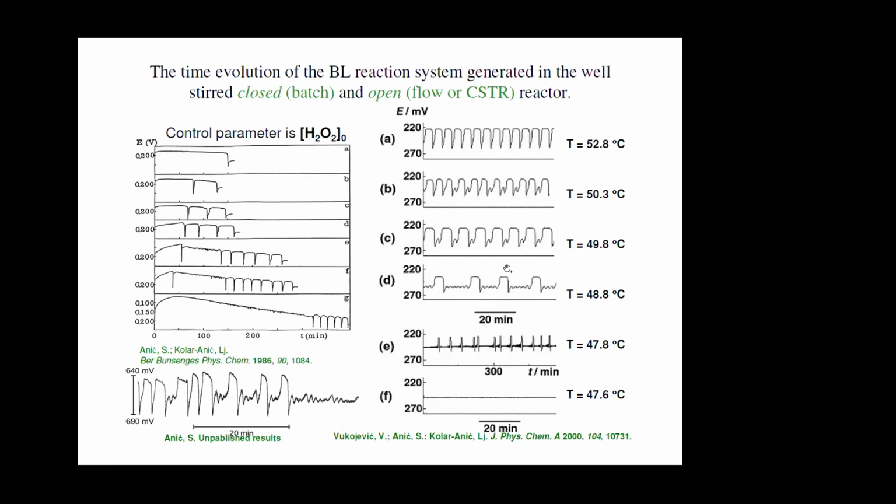Here on the right side, you have an experiment done in an open reactor. Here, the control parameter was the temperature. In the first case, you can see regular periodic oscillations. In the third case, you can see periodic oscillations, but of the mixed mode form. And in the last case, we have a stable steady state. In the second, fourth, and fifth cases, we can see different kinds of chaotic oscillations.